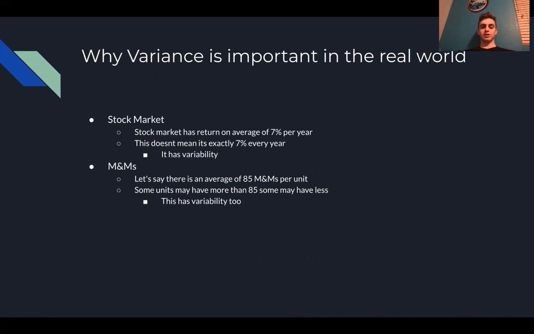And a simpler example would be, let's say, like M&Ms. So if you manufacture M&Ms, there's an average of 85 M&Ms per unit. And some units could have more than 85, and some units could have less than 85. And that's another measure of variability.